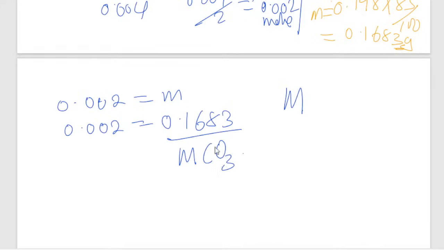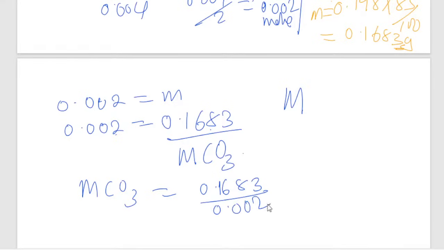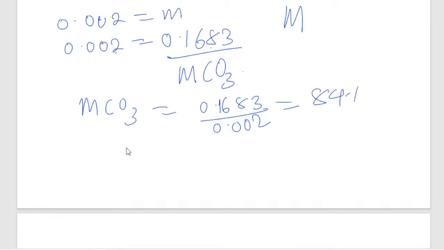So now this we can find out by this goes here, because if I want to find this, it means that M carbonate is going to be equal to 0.1683 divided by 0.002, which gives me 84.1. So now if I get 84.1, then automatically I'm going to say M carbonate is equal to 84.1.